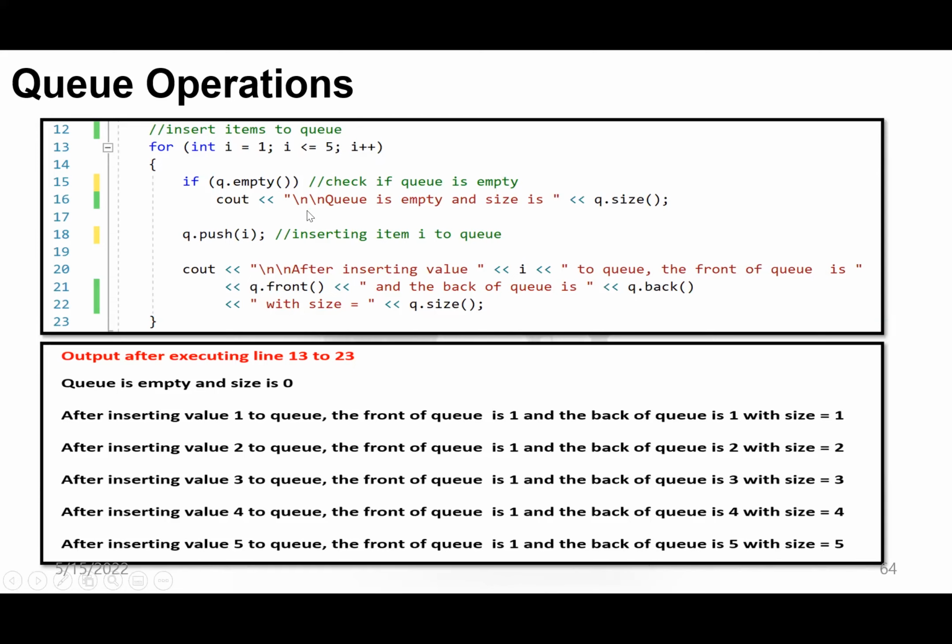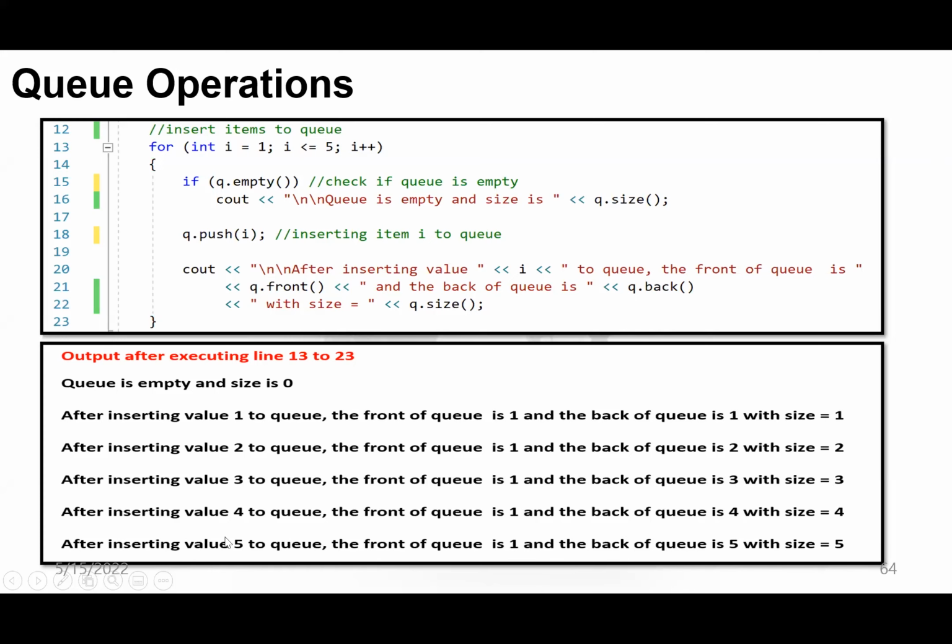Then you just continue. i becomes 3. You can see that the front remains the same, still 1, but the back now becomes 3, and the size becomes 3 as well. And when i becomes 4, the same thing happens. The front is still 1, but the back of your queue is 4.